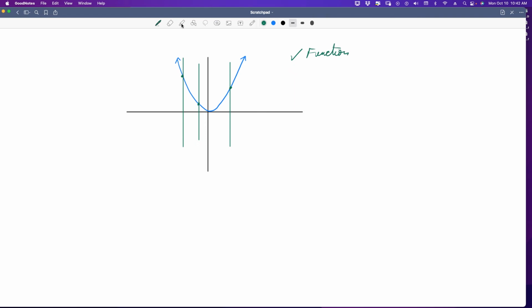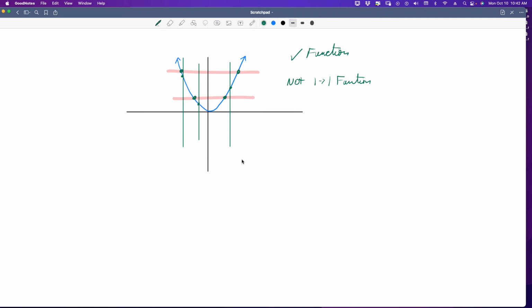But now I'm going to do my horizontal line test. And I'm going to start here. And it only takes me 2 lines to figure out that I can do 2 points on this horizontal line and 2 points on this horizontal line. So this is not 1-to-1. This is not a 1-to-1 function. Okay, so it is a function, but it's not a 1-to-1 function.